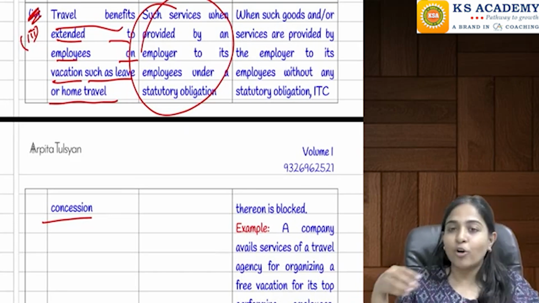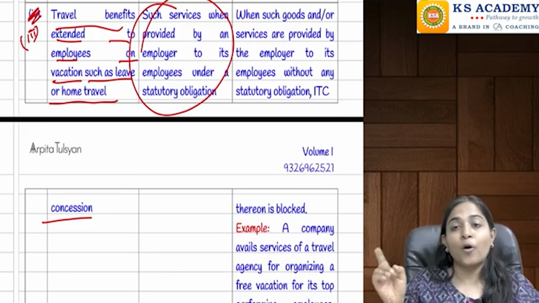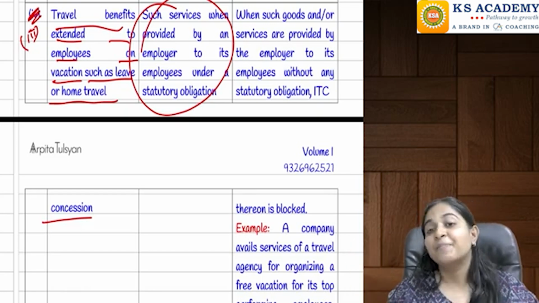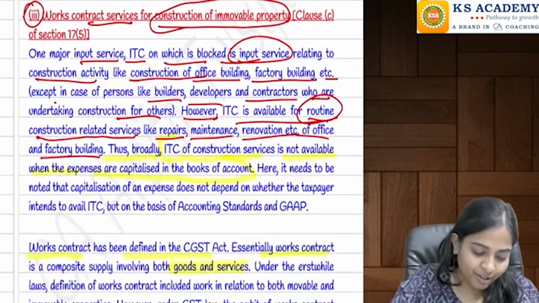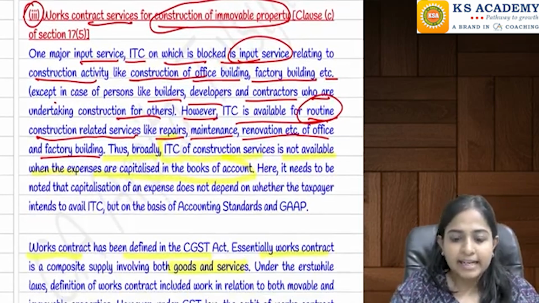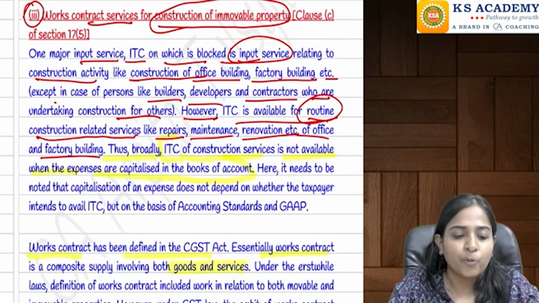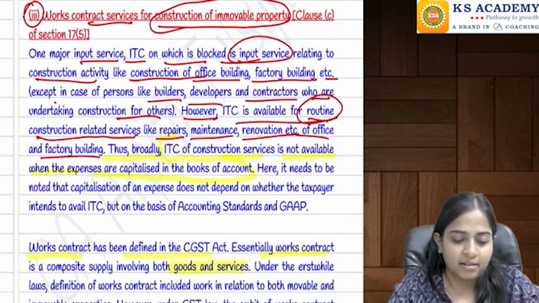They are telling that whatever expenses have been incurred by the employer for the employee, on that if he has paid GST, then the credit is not available, except when it is statutorily required to be done by the employer for the employee. Clear with this? So first point, motor vehicles, aircraft, vessels point is totally done. Next, food, health, all these things are totally done.